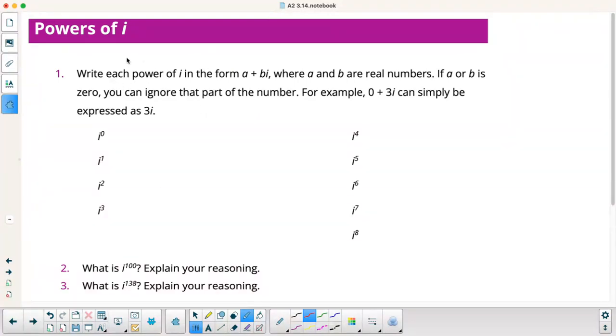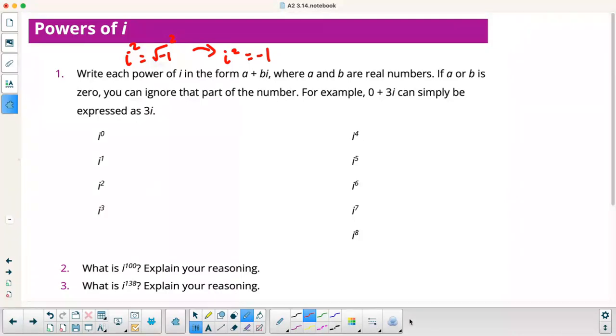All right. So a couple things. Remember, what is i? i comes from the square root of -1, and if you remember, i squared is equal to -1. Why is i squared equal to -1? Well, if I square both sides here, the square gets rid of the radical. That's how we end up with that. So write each power of i in the form a plus bi, where a and b are real numbers. If a or b is 0, you can ignore that part of the number. For example, 0 plus 3i can simply be expressed as 3i.